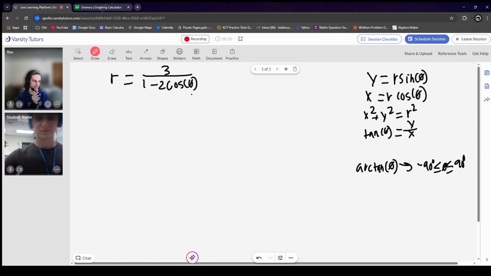All right. So, which way were we going? Did you say we're going polar to Cartesian? Okay. Yeah. These ones are kind of tricky, so I don't blame you.